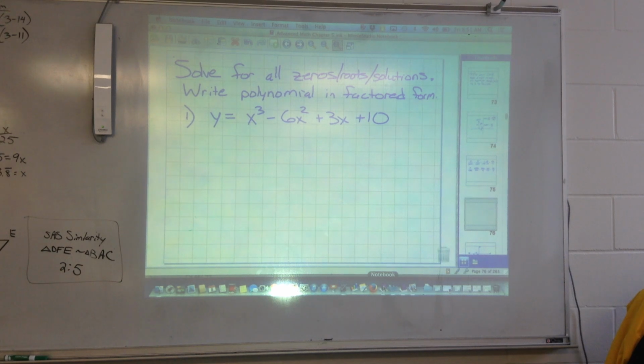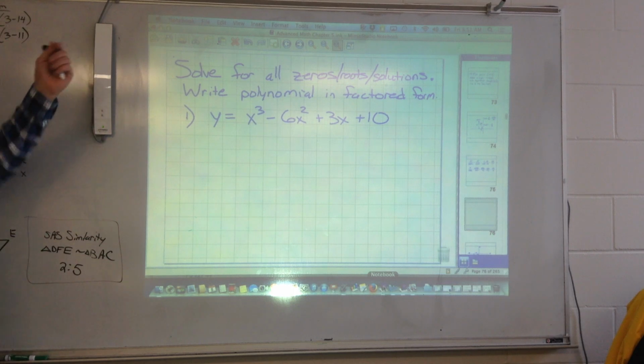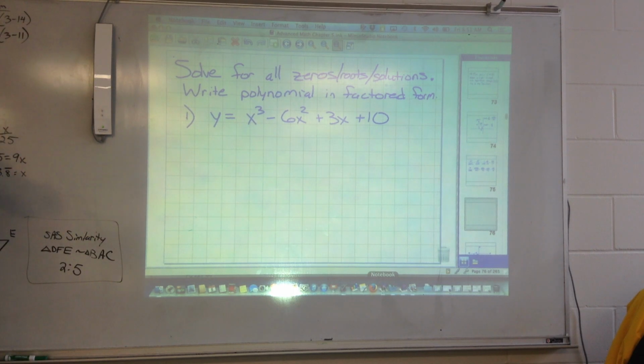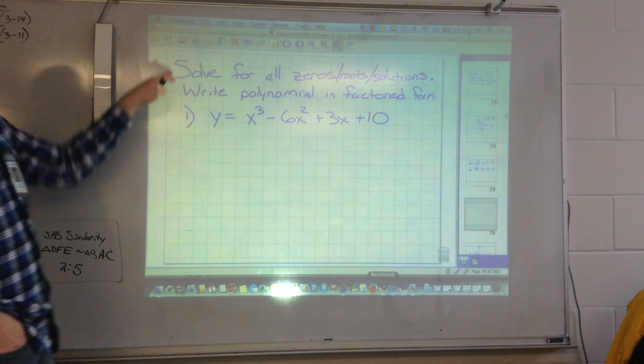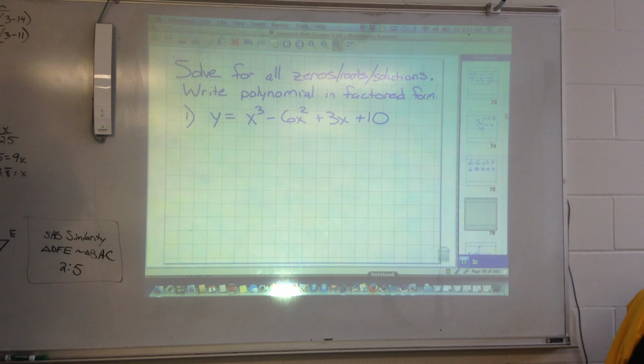Okay, solving polynomial equations, review of the fundamental theorem of algebra. So let's take this problem for instance. Solve for all zeros, roots, solutions. We've talked about how zeros are the same thing as the roots, which are the same thing as the solutions. That vocabulary is used together all the time. And after you do that, let's write the polynomial in factored form.